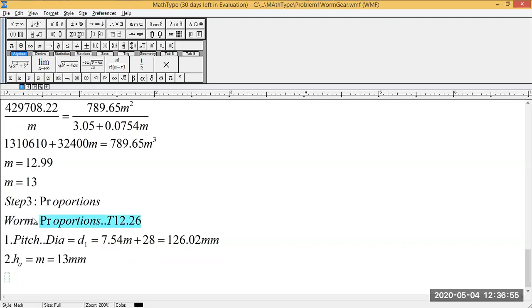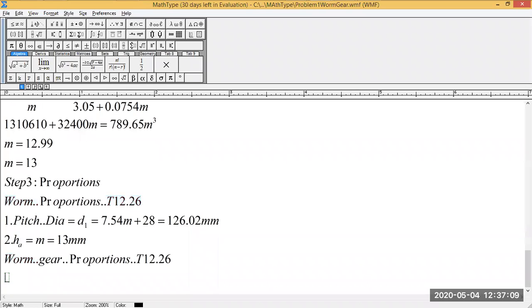Let's take worm gear proportions now. This step is just a plug and play kind of a thing. So you can skip it. So worm gear proportion, but some dimensions will be required, like D2 here. So for D2, there is the pitch dia. Let's write that out. Pitch dia. This is for gear. Is D2.